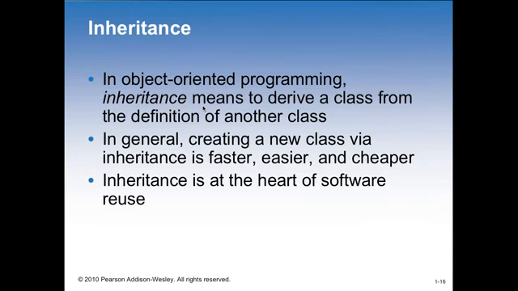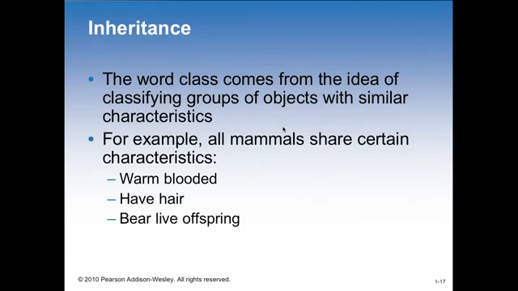So let's talk about inheritance for a second. In object-oriented programming, inheritance means to derive a class from a defined definition of another class. Hopefully we are familiar with the concept, at least. So creating a new class via inheritance is faster, easier, and cheaper, because we can take a collection and turn it into a stack. Take a collection and turn it into a queue. Inheritance is the heart of software reuse in terms of the technology. So the word class comes from the idea of classifying, groups of objects with similar characteristics.